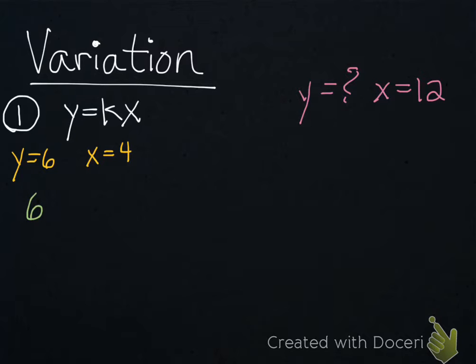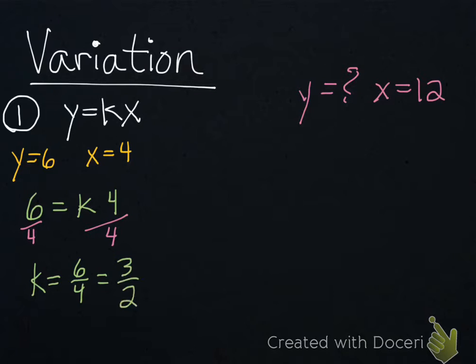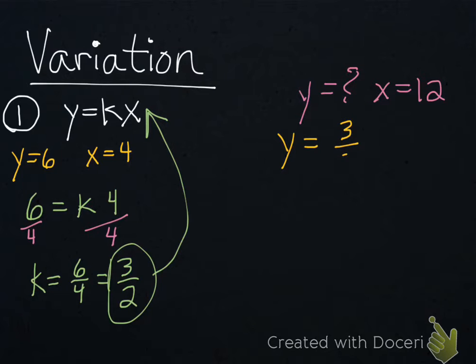So I have 6 equals k times 4. What would we do to get k by itself? Well, obviously we would divide both sides by 4. So when we do that, we get k equals 6 over 4, which we can then reduce to 3 over 2. Remember, this is only part. We have to take that and plug it back in. So let's write our new equation. We would have y equals 3 over 2x.